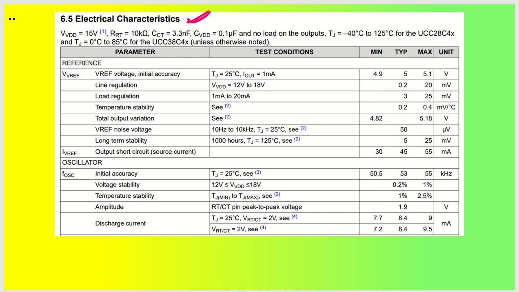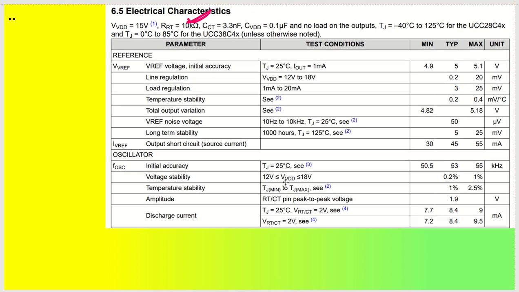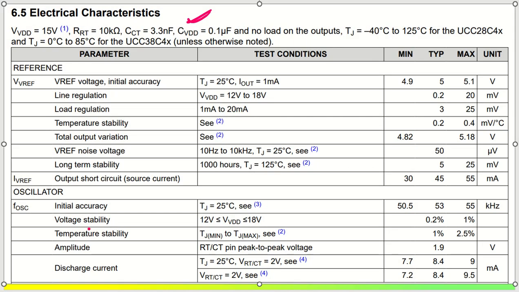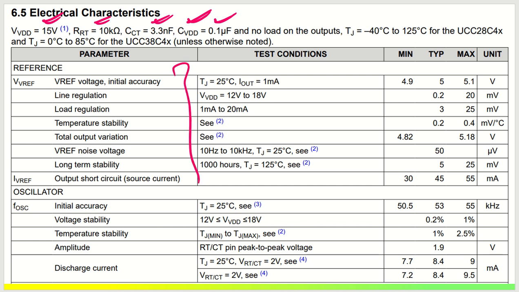If we talk about the electrical characteristics, let me make it a little bigger. You can see we have VDD as 15 volt. The conditions given are RT is 10 kilo ohm, CT is 3.3 nanofarad, and CVDD is 0.1 microfarad. These are the conditions they have utilized. With that, what is going to happen with all the parameters? V reference is going to be 5 volt. Line regulation, load regulation, all those things are fine.